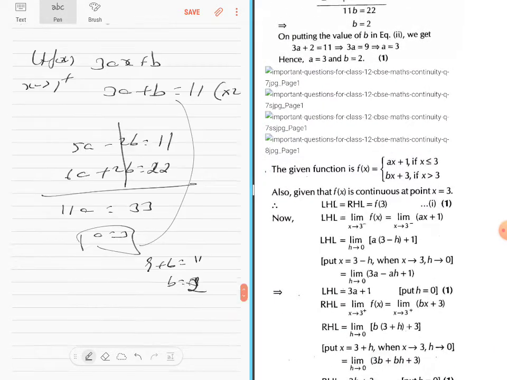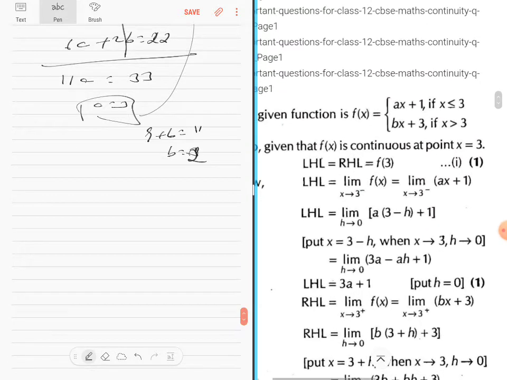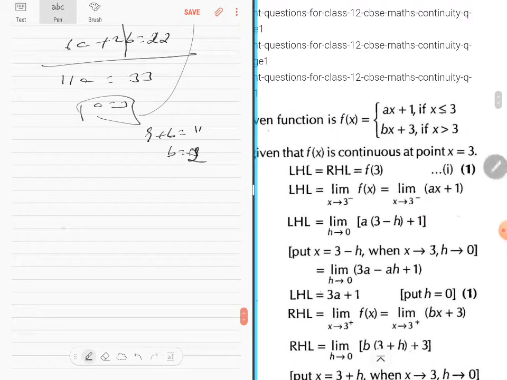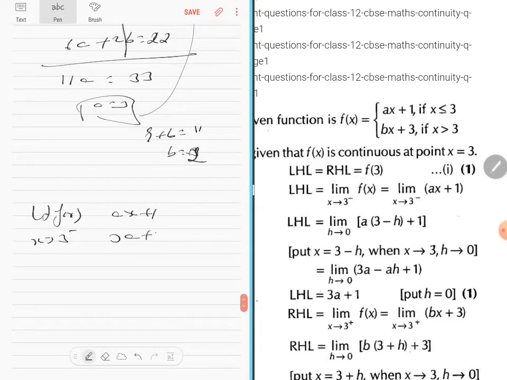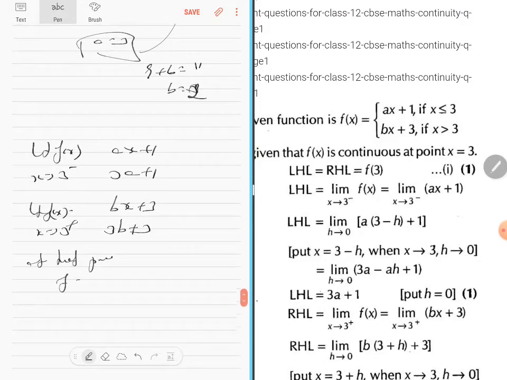So next question. I'm not writing the questions, as you know the questions are here. Okay, so limit of f of x as x tends to 3 from the left. The formula is ax plus b. There is no denominator, so 3a plus 1. Limit of f of x as x tends to 3 from the right. The formula is bx plus 3. In the place of x, I can substitute 3. So 3b plus 3, and both of them are equal to the value at that point. You can write it as f of 3.